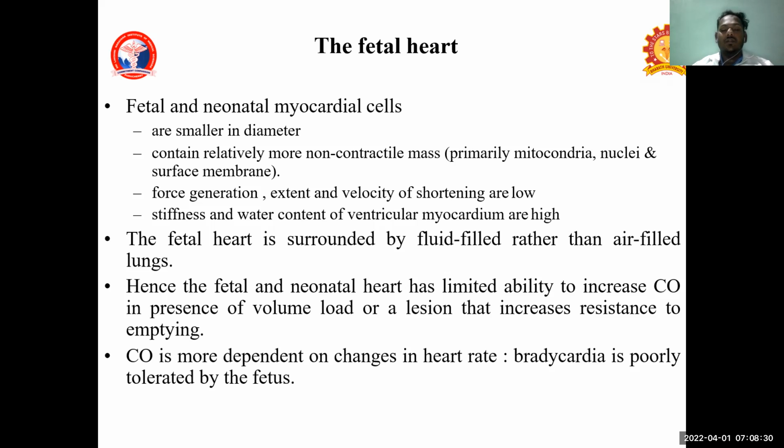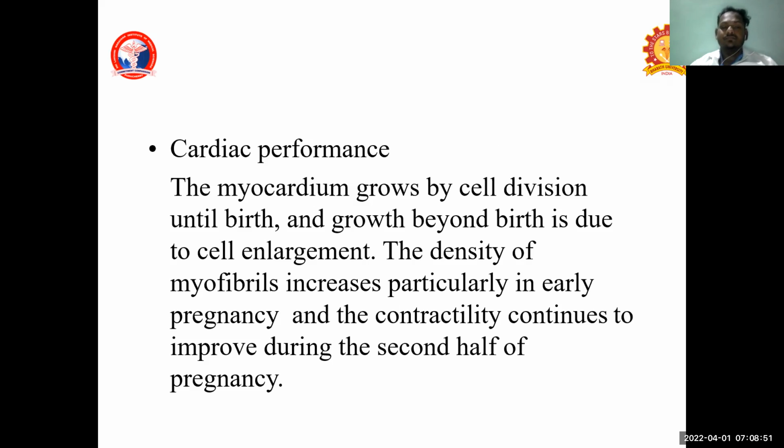Hence, the fetal and neonatal heart has limited ability to increase the cardiac output in the presence of a volume load or a lesion that increases the resistance to emptying. Cardiac output is more dependent on heart rate. Bradycardia is poorly tolerated by the fetus.